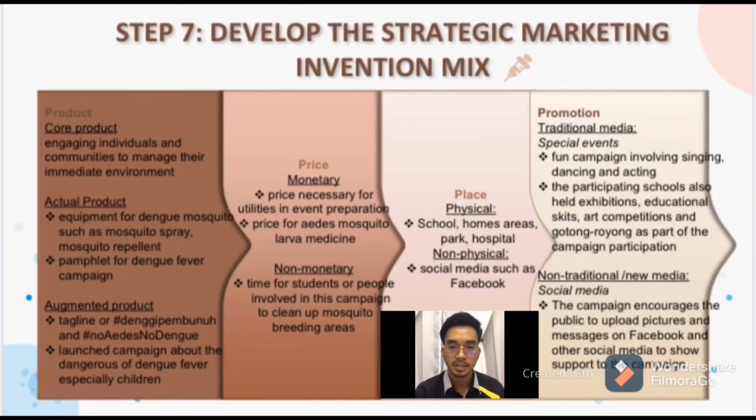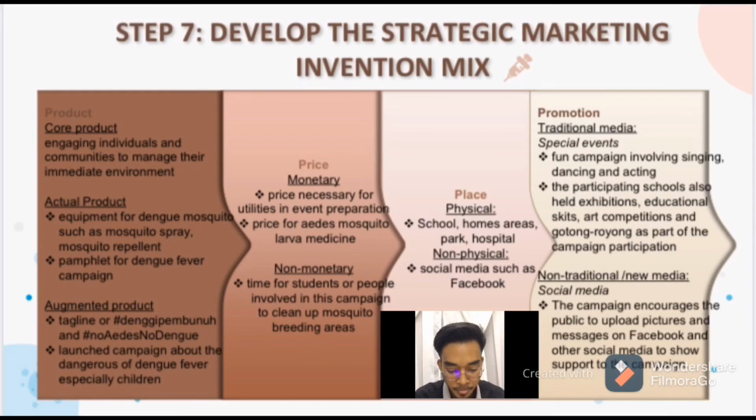So promotion is divided into 2, namely traditional media and non-traditional media. For the traditional media, this campaign uses a special event option as a promotion. This is a fun campaign involving singing, dancing, and acting. The participating schools also had exhibitions, educational skits, art competitions, and gotong royong as part of the campaign.